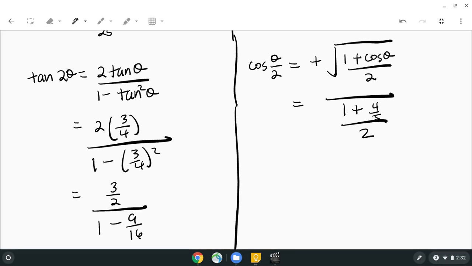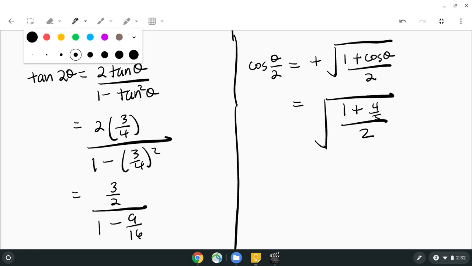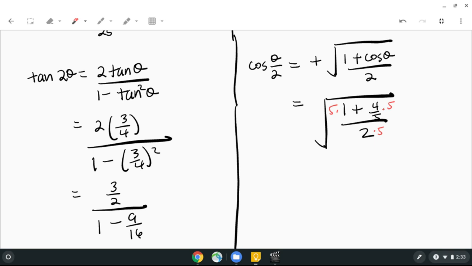Let me make this a little bit more clear. So it's over everything. Again, you could do the 5 over 5 instead of the 1, 5 over 5 plus 4 over 5. I'm not even going to do that. I'm just going to go ahead and multiply everything by 5 to get rid of that fraction.